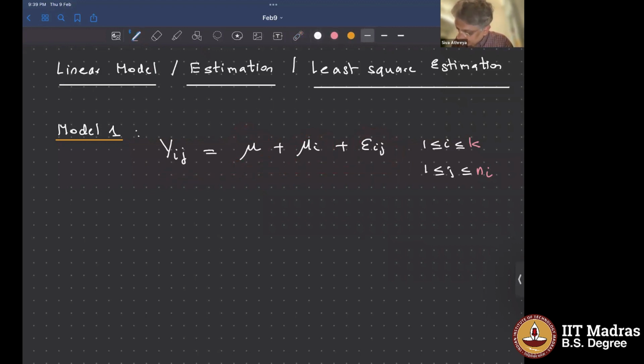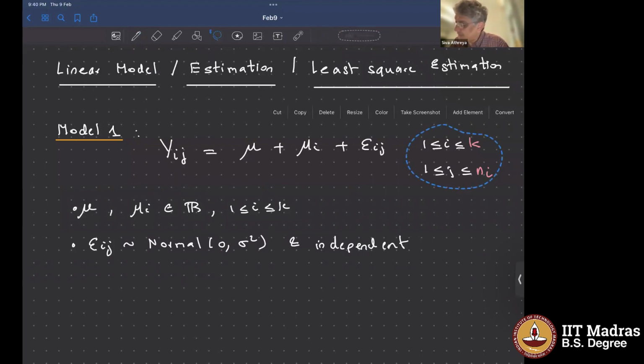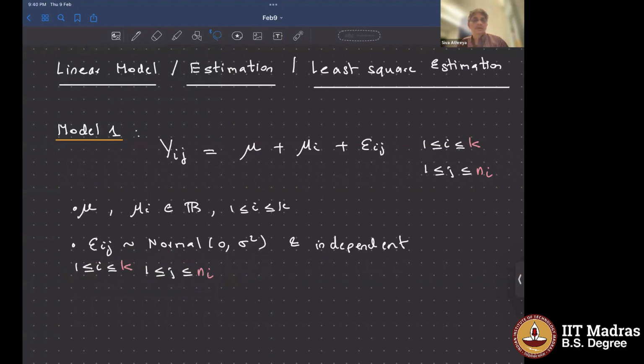First off, mu and mu_i are given real numbers for every i between 1 and k. What are epsilon_ij? Epsilon_ij are what I will have follow a normal distribution with mean 0 and variance sigma squared, and independent. So they are IID normal with mean 0 and variance sigma squared. This is again true for all the i's from 1 to k and all the j from 1 to n_i. So that's epsilon_ij.